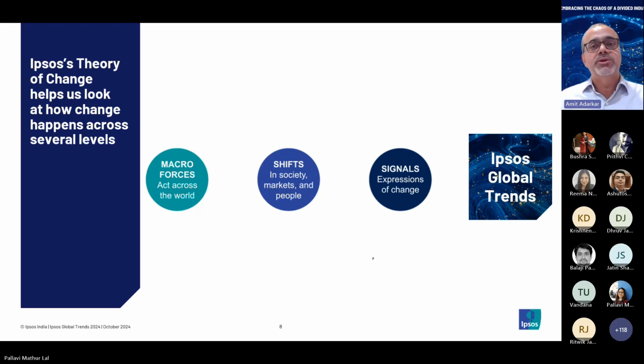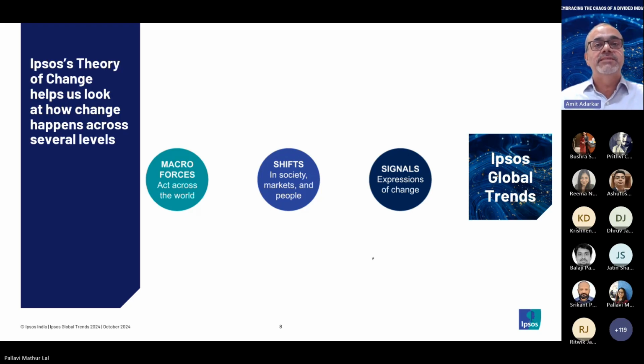The second box I want to talk about is what we call shifts. Now, as a market research agency, we keep on talking to people all the time. We talk to them as consumers, as customers, as citizens, and sometimes just as people. That cumulative experience of talking to so many people gives us a lot of rich insights. We call them shifts. And that has implication for what's happening in the society, in markets, in categories, and at a very basic human level.